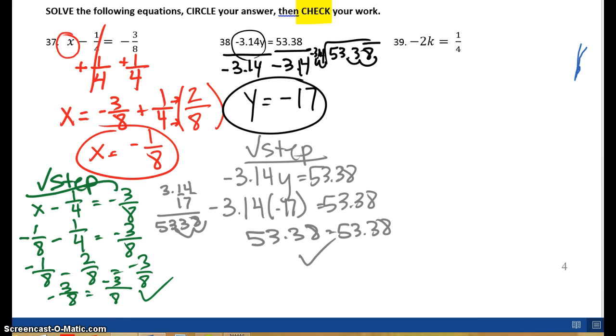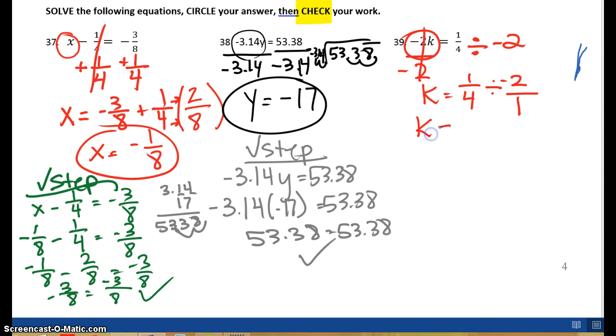Now 39, again, it's negative 2k equaling 1/4. Now this again is multiplication, so I'm going to divide to get k by itself by negative 2. So I'm dividing by negative 2. So those negative 2's cancel out, and I have k equaling 1/4 divided by negative 2 over 1. I just changed my number into a fraction by putting it over 1. Didn't change its value, just changed what it looked like, so I can see that I'm dealing with fractions here.